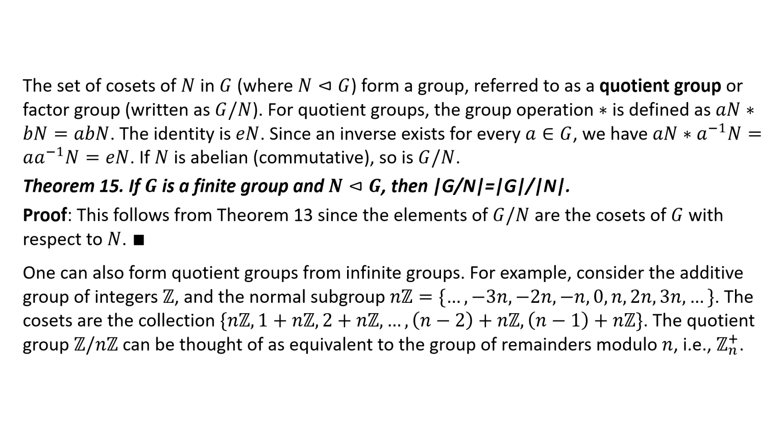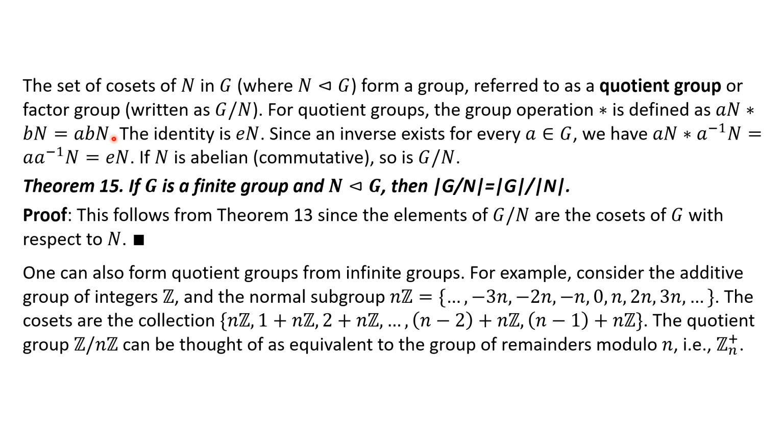The set of cosets in a group G form a group itself. This is known as the quotient group or factor group. We write it as G/N, where G is the containing group and N is the normal subgroup. So for quotient groups, the operation star is defined as follows. We have coset aN times coset bN, and that's the coset abN.